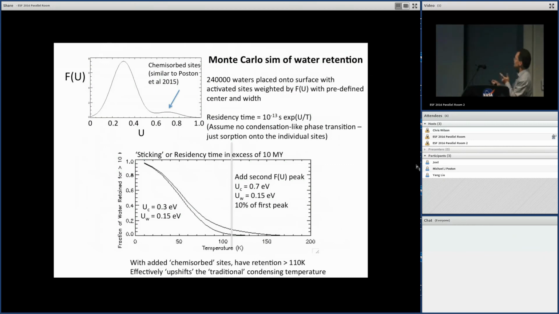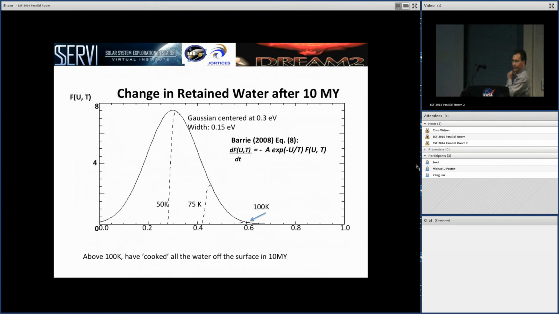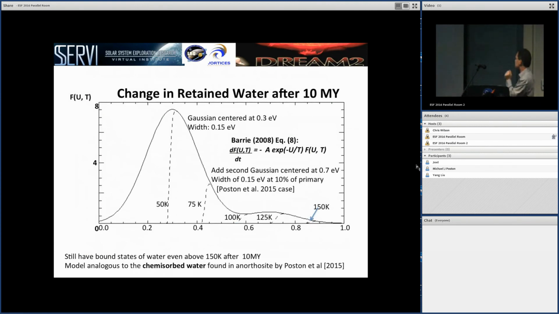We had a distribution of activation energies that we made up here, with a center at 0.3 eV and a width of about 0.15 eV. And we found that around 100, 110 degrees Kelvin, we could boil those off. But in fact, if you added 10% of the post-enol cryo chemi-absorb sites, you actually could upshift that condensation temperature, or release temperature, up to above 150 degrees Kelvin. Okay.